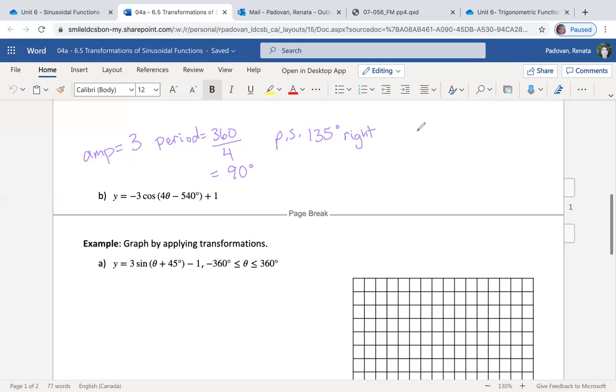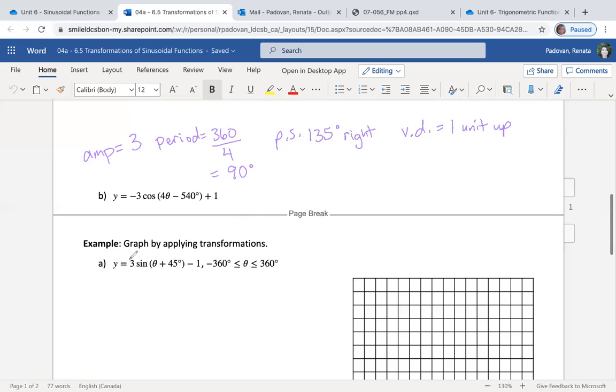And my vertical displacement, sorry, let me just finish this question first, is moving up 1, right? So my vertical displacement is moving 1 unit up. And then don't forget that your x-axis is in degrees, but your y-axis is not.